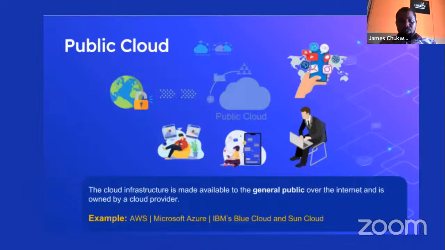Now, public cloud. The cloud infrastructure is made available to the general public over the internet, and is owned by a cloud provider. I think I explained that already, so that is not supposed to take much time. Examples: AWS, Microsoft Azure, IBM's Blue Cloud, Sun Cloud.